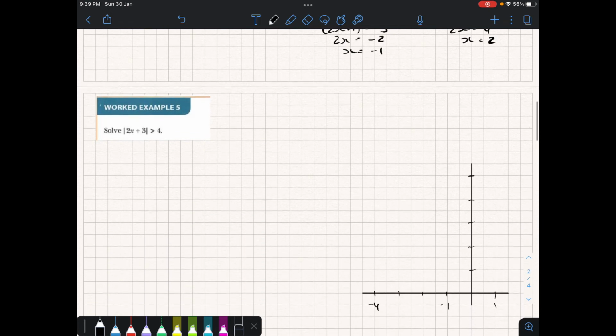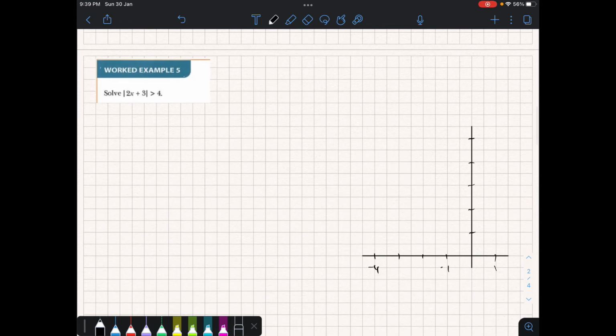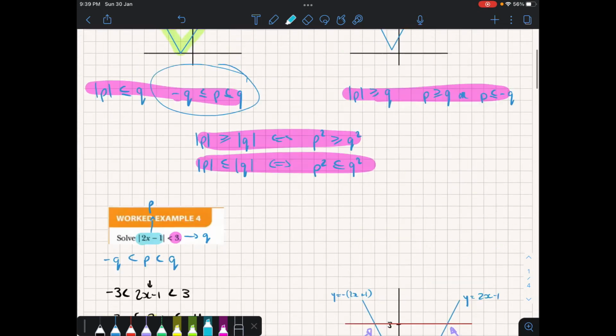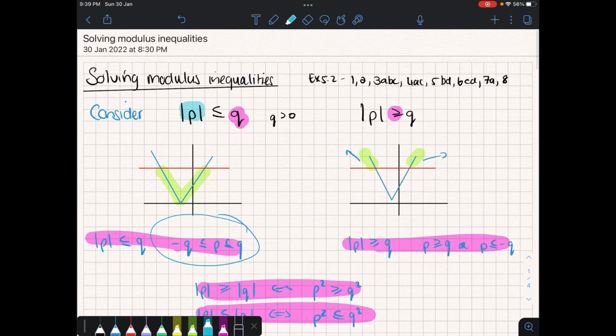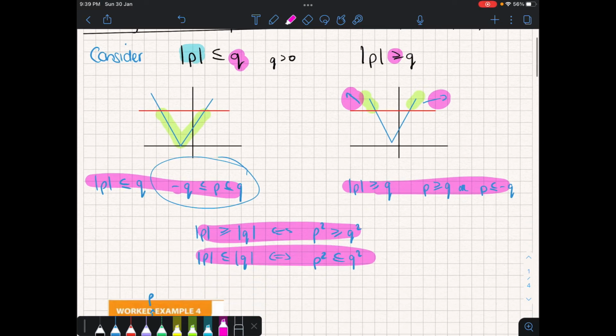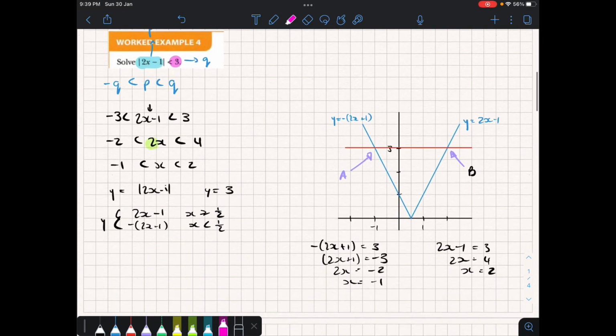Okay, let's move on to another example. Here we're asked to solve where this modular function is greater than a constant 4. And so what we can consider, if we go back to our original, is where if we have a modular function greater than the constant, this happens on the outer regions of the intersections. So once again, we need to find these points graphically. Alternatively, we could use the rule that we've learned.